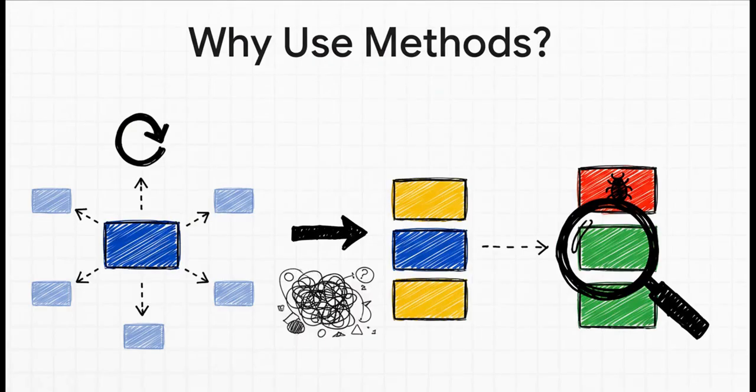So you might be thinking, why even bother? Can't I just write all my code in one big chunk? Well, you could, but you'd be making your life way harder. First off, reusability. You write some logic once and you can call it 100 times without rewriting it. Huge time saver. Second, organization. Methods turn a potential spaghetti monster of code into neat, tidy, and understandable chunks. And that makes the third point possible. When something inevitably breaks, it's so much easier to find and fix a bug inside a small, focused method than digging through 1,000 lines of code.